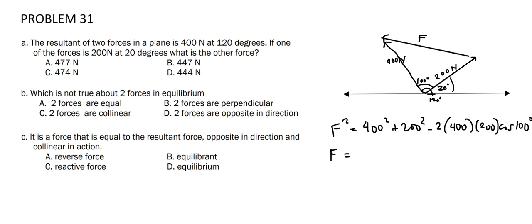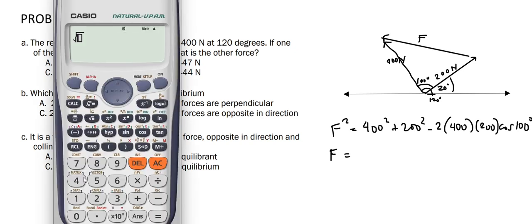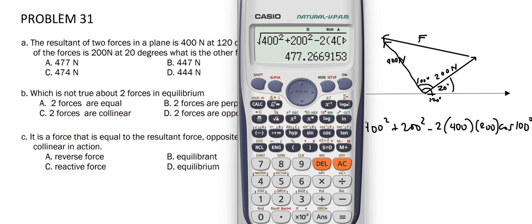So we can solve for F by taking the square root of 400 squared plus 200 squared minus 2 times 400 times 200 multiplied by cosine of 100 degrees, which is equal to 477 newtons.